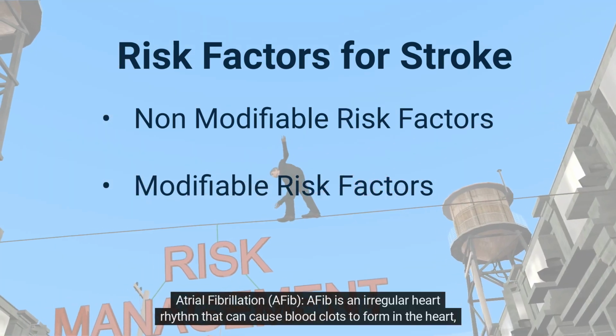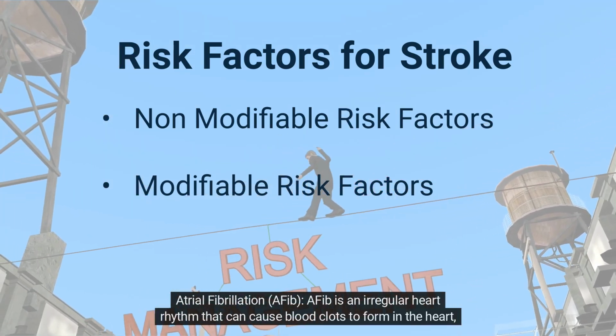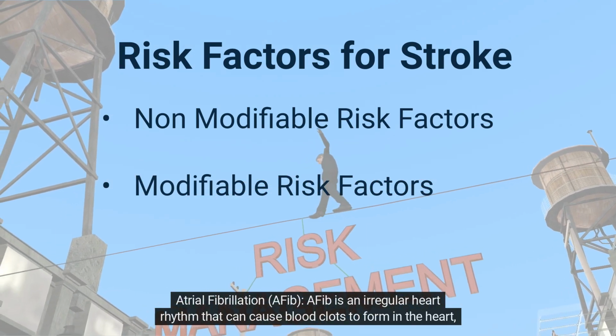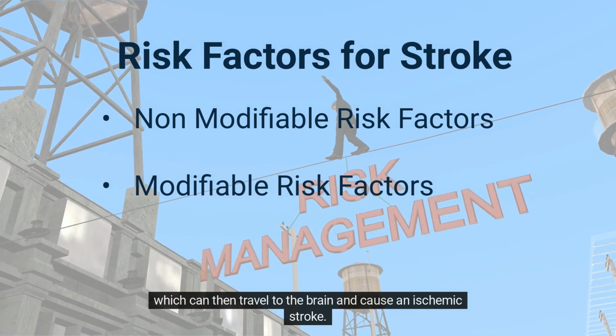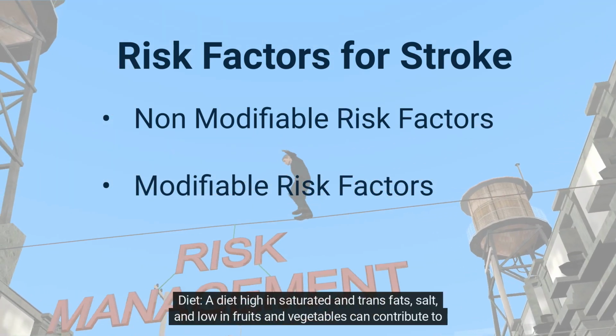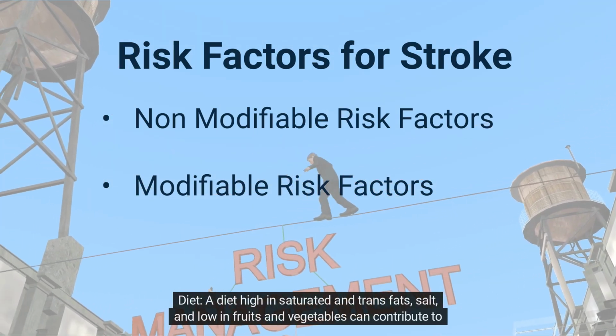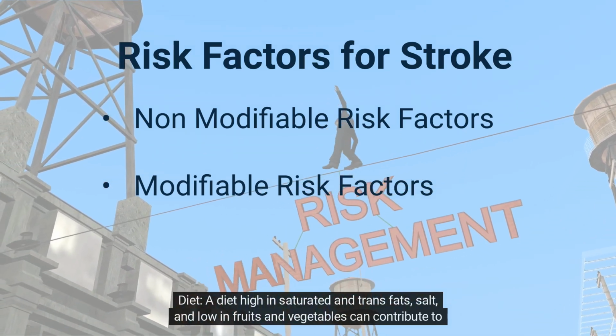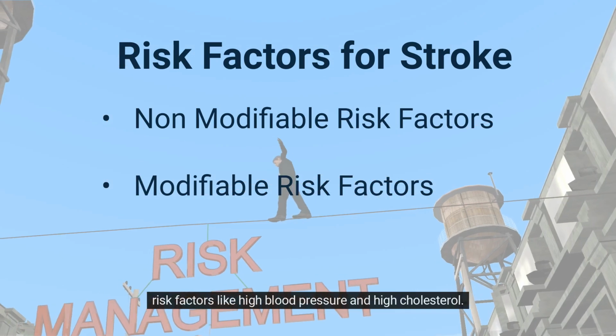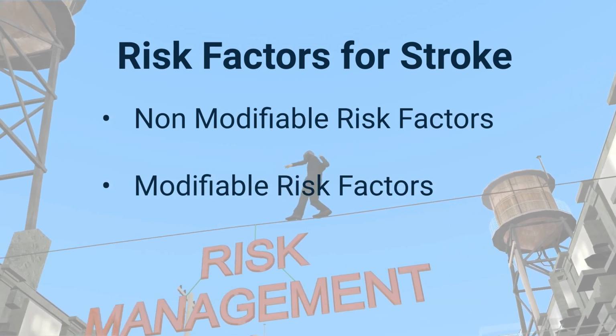Atrial fibrillation, AFib. AFib is an irregular heart rhythm that can cause blood clots to form in the heart, which can then travel to the brain and cause an ischemic stroke. Diet. A diet high in saturated and trans fats, salt, and low in fruits and vegetables can contribute to risk factors like high blood pressure and high cholesterol.